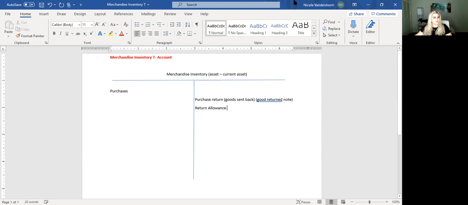Okay, so it's going to be either or. You either get a purchase discount, or you get a return allowance, or you get to return your purchases. So it's always either or. So those are considered as either or. One of those can come through.